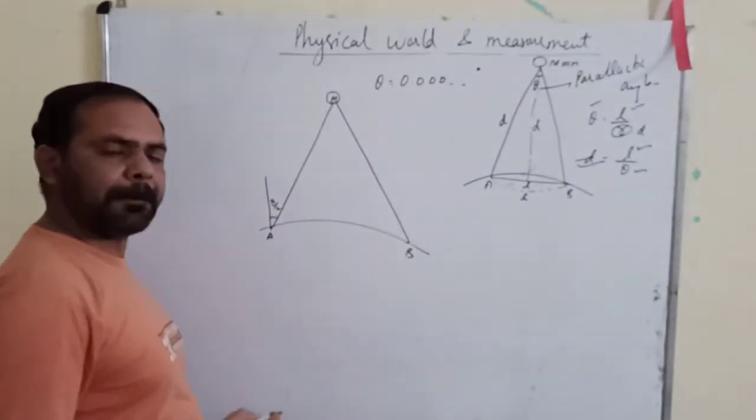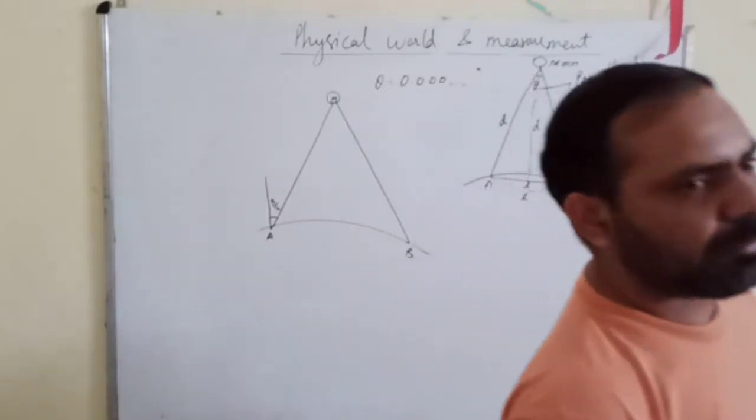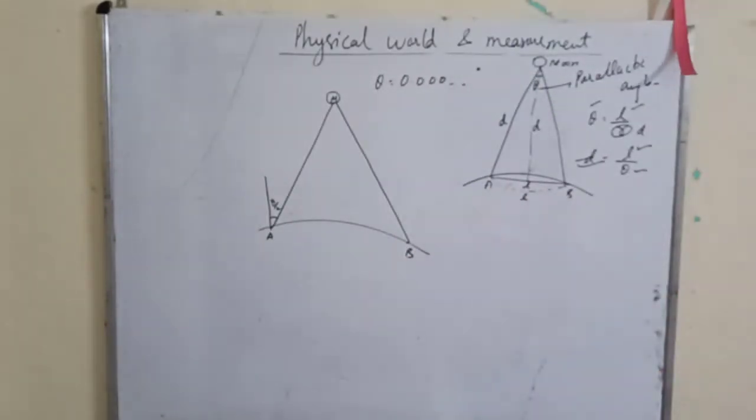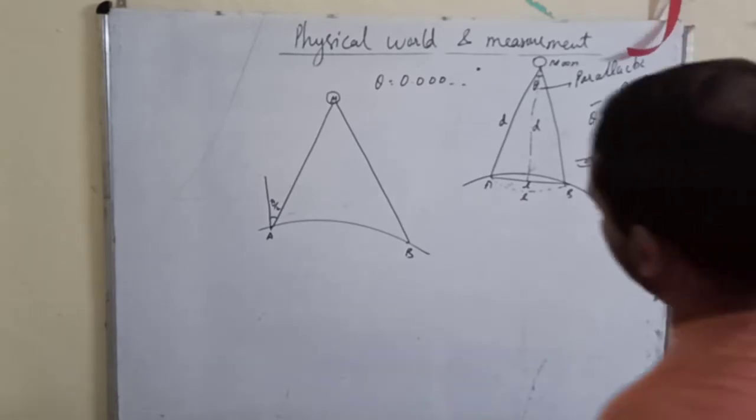Sir, please repeat, sir. Huh? Sir, please repeat. From where? So from here only. Here A point and B point. Okay, and I will repeat once again.